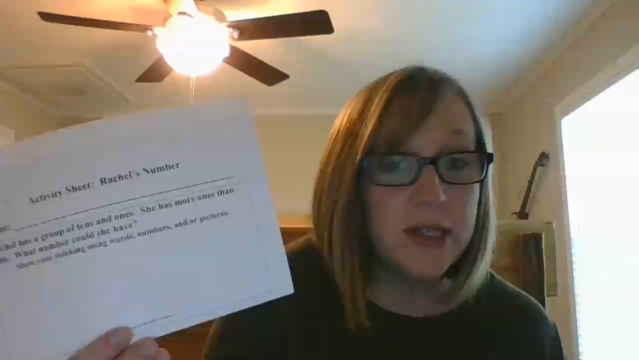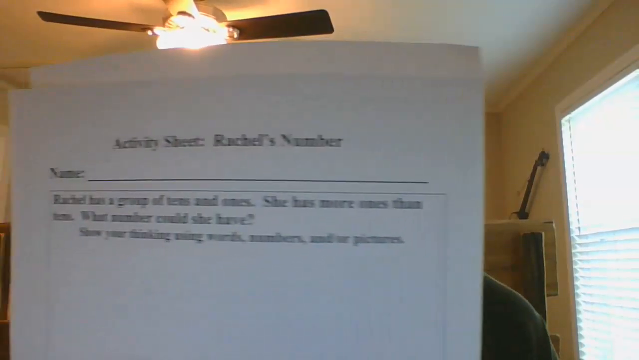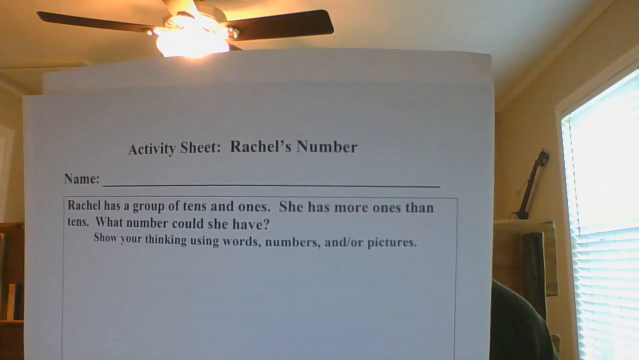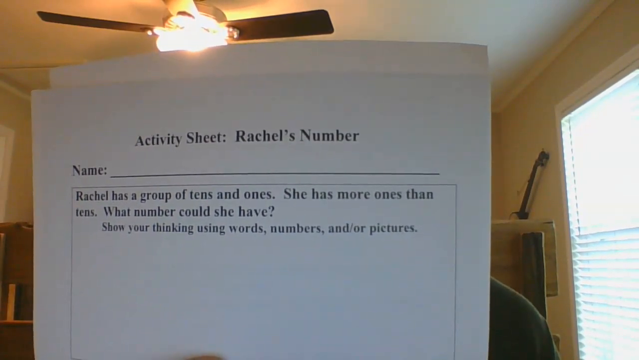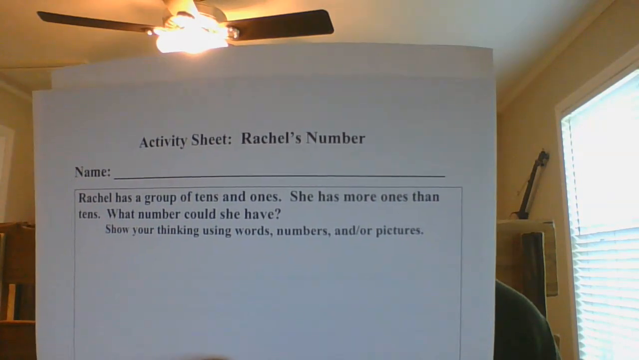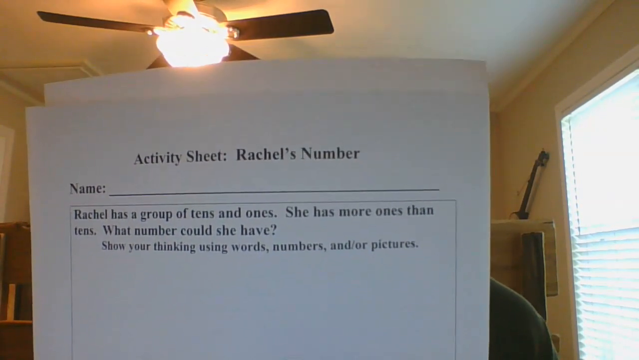I'm going to read it one more time. Rachel has a group of tens and ones. She has more ones than tens. What number could she have?